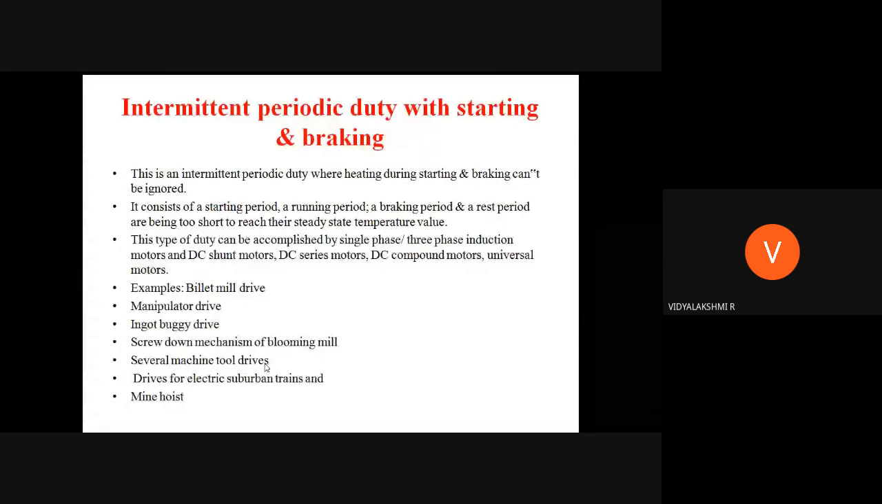Yes? Any doubt? Say yes or no? Any doubt? Yes, any doubt? What is meant by billet mill? Billet mill. Once again.